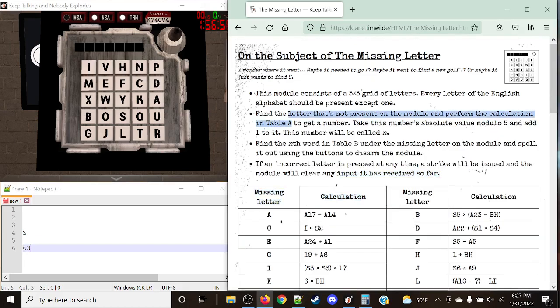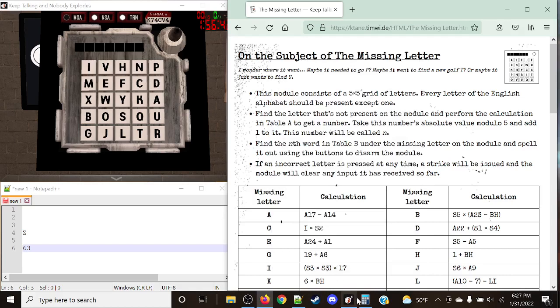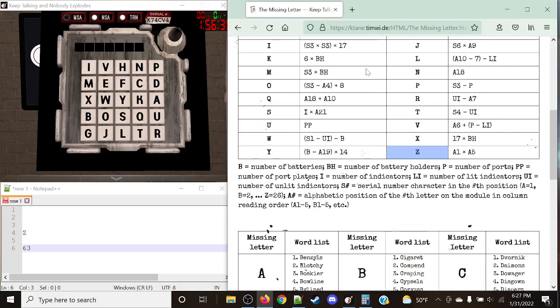So taking a look here, we're going to take this number's absolute value if it happens to be negative, which there is the possibility of it being negative, and we're going to modulo it by 5. So let's do that first. So subtract 5 until it's lower than 5, like so, and then we're going to add 1 to it. So we're going to add 1, which is going to be a 4. So now let's scroll on down.